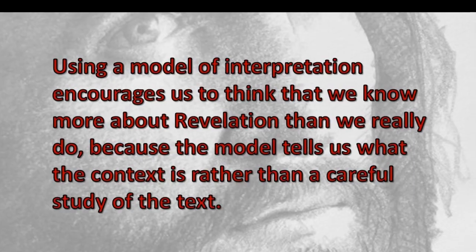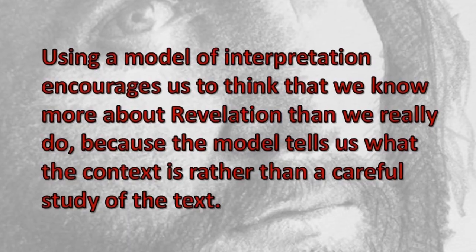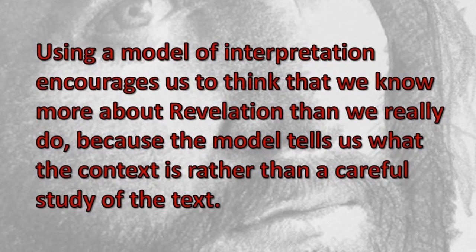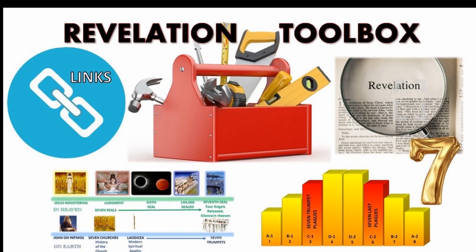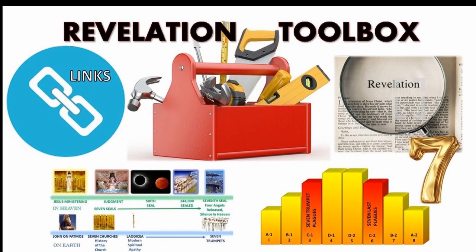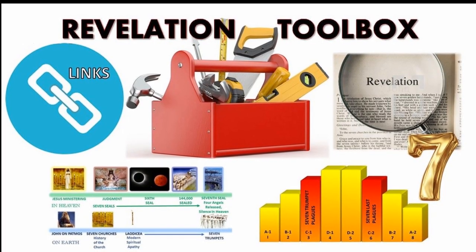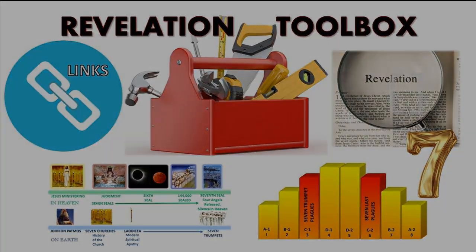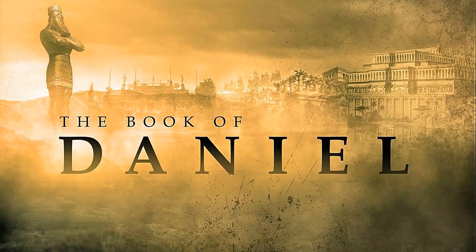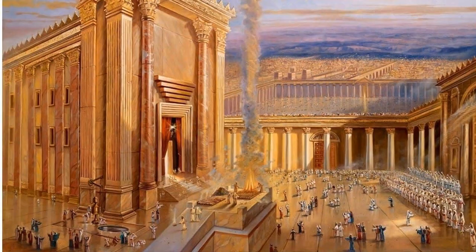Using them encourages us to think that we know more about Revelation than we really do, because the model tells us what the context is, rather than a careful study of the text. I think that it makes more sense to let Revelation interpret itself, using the tools that God inspired John to put within the book to help us unlock its meaning. We will be looking at more tools in the next 3 videos, including foundations from the book of Daniel, the chiastic literary structure, and symbolism based on the Old Testament sanctuary.